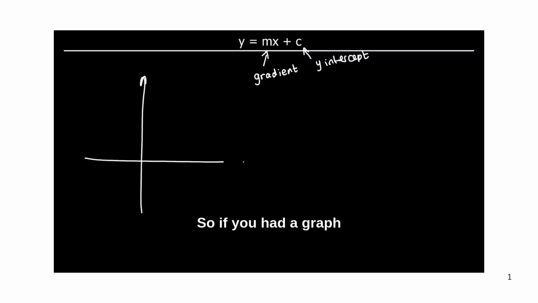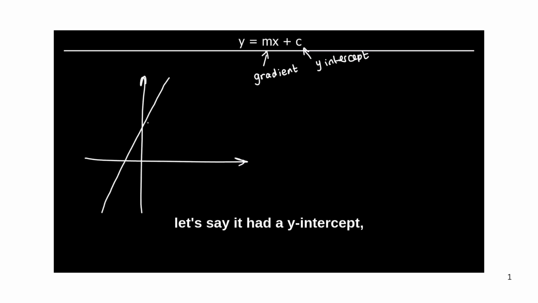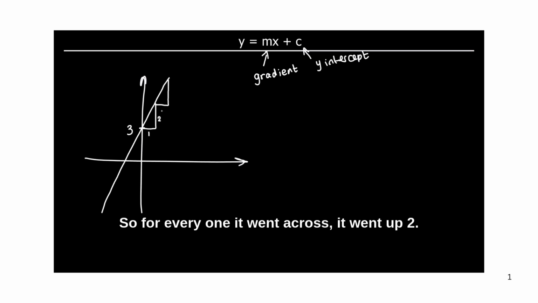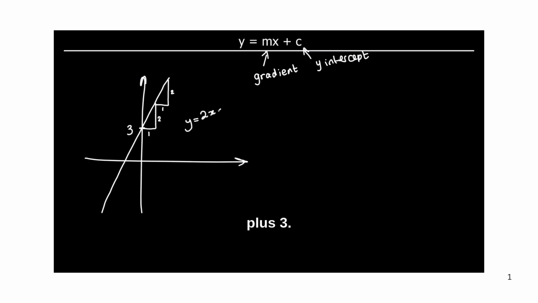So if you had a graph like this, and let's say it had a y-intercept, it crossed the y-axis at 3, and then for every one it went across, it went up 2. So it would have the coordinates 1, 5 and 2, 7. So for every one it went across, it went up 2. That would mean the gradient is 2. So it would be y equals 2x plus 3. The gradient is 2 and the y-intercept is 3.